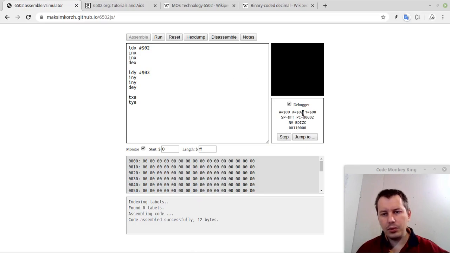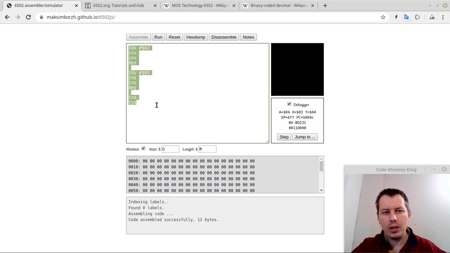Okay, assemble, and now let's go step by step. So loading the value 2 to the X register, then the next command would increment the value by 1, then decrement the value by 1. Then we'll load the value to the Y register. Okay, increment the value by 1, increment the value by 1, decrement the value by 1. And now transferring whatever we have in X register, so 03 would come to A, and then 04 would come to A. So transfer X to A, transfer Y to A. So I hope this gives you an idea of how the internal interconnections between the registers actually work.